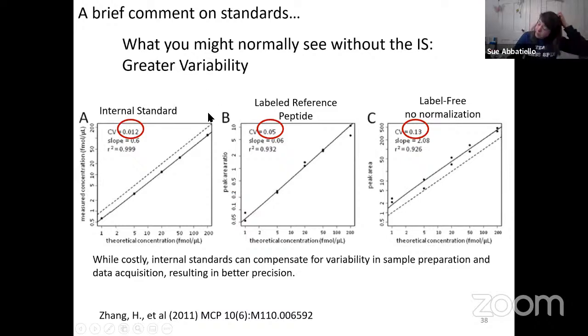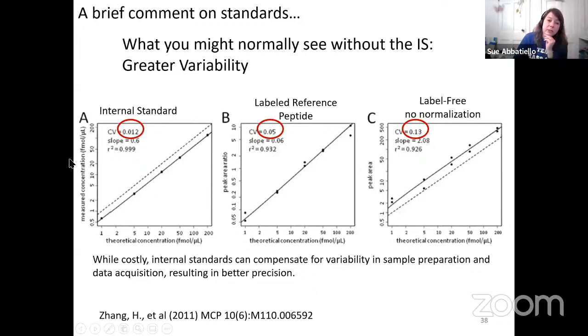Here, one question people may have is, oh, I don't want to generate peptides with individual internal standards for all of my peptides because it's expensive. And so if we take a step back and look at the impact of having an internal standard versus label free, and then an intermediate, which is called a labeled reference peptide option. So this was a response curve that was generated with all individual concentration points, obviously, and these are plotted as measured concentration in femtomole per microliter of that peptide to theoretical concentration, what we think we actually spiked in.